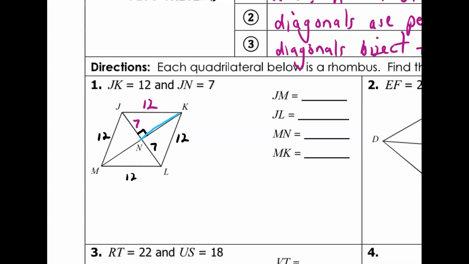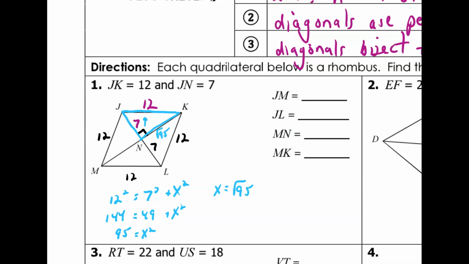Well, we can notice that this length here, NK, is part of a right triangle. So we can use the Pythagorean theorem. Now, right across from the right angle, that's going to be our hypotenuse. So we can write 12 squared is equal to 7 squared plus, for a moment, let's just call this x, x squared. All right, 144 is equal to 49 plus x squared. 144 minus 49 is 95, which is equal to x squared. So we now know that x is equal to the square root of 95. All right, so this is rad 95.